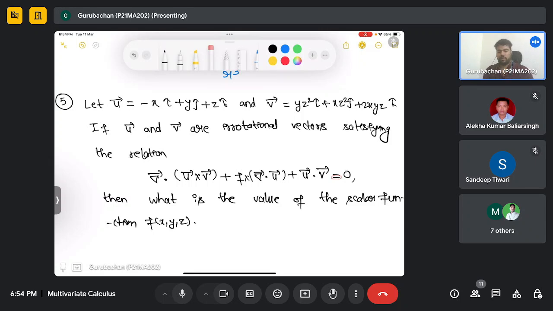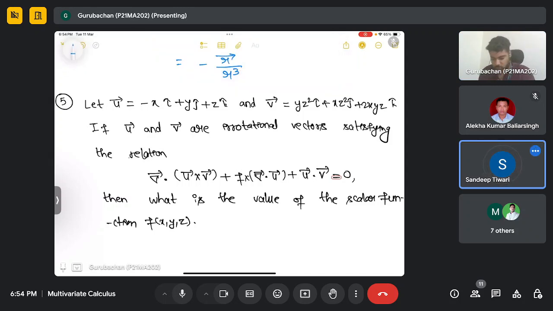So how did you do this? Sir, I used vector identity, sir, for del dot u cross v. Okay. So can we not do it without using vector identity? Yes, we can do, but it will be easier with it. Yes, correct. It will reduce our calculation.